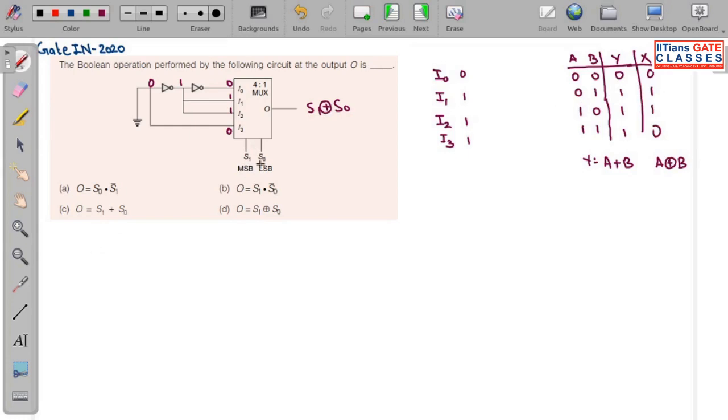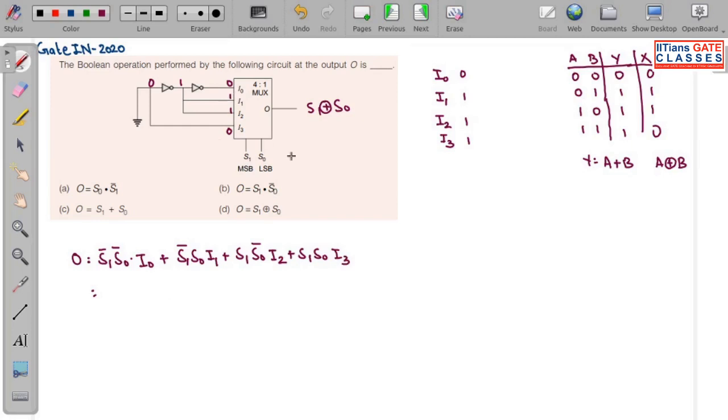There is also another method we know. So if I want to write that, how can I write? O is equal to S1 bar S0 bar I0 plus S1 bar S0 I1 plus S1 S0 bar I2 plus S1 S0 I3. Now let me put the values of I0, I1, I2, I3.